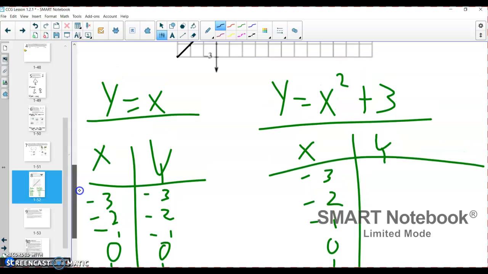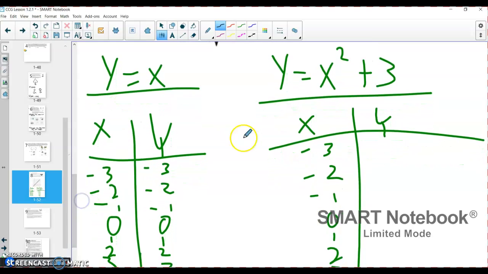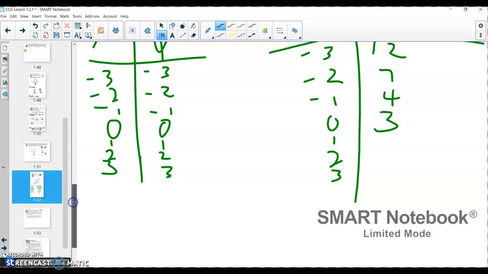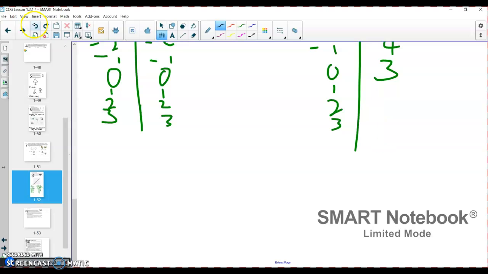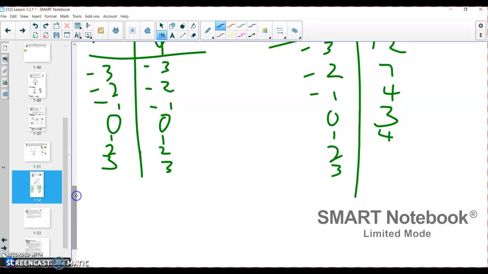You're actually going to see some symmetry here, kind of interesting. You plug in your x here, and so -3 squared is 9, 9 plus 3 is 12, -2 squared is 4 plus 3 is 7, -1 squared is 1 plus 3 is 4, 0 squared is 0 plus 3 is 3, and then 1 squared is 1 plus 3, so 4, and 2 squared is 4 plus 3, which is 7, 3 squared is 9 plus 3 is 12 again.